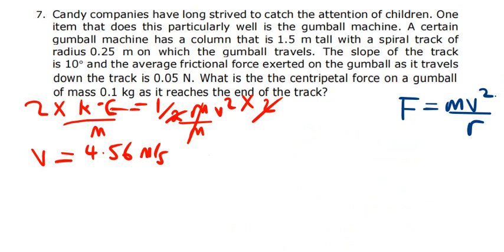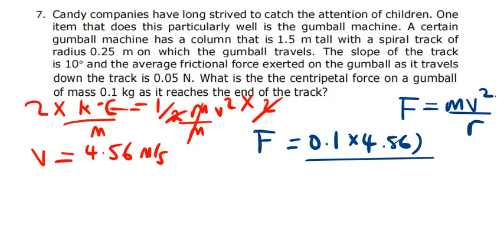Therefore now I'm just supposed to find the force. So the centripetal force in this case will be equal to the mass we've been given, 0.1 kg, multiplied by the velocity that we just found, 4.56 meters per second, and don't forget that this is squared, divided by r. R is the radius we've been given, 0.25 meters. Basically this is what I have.